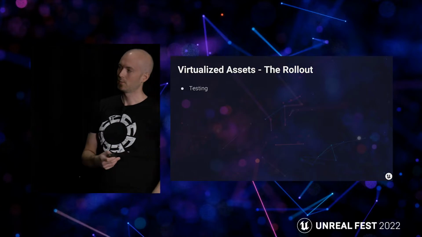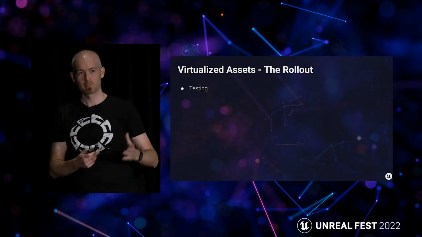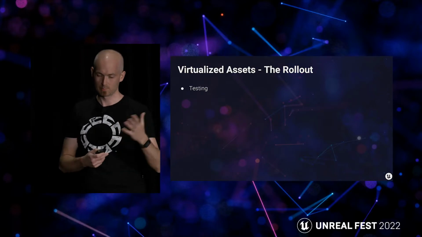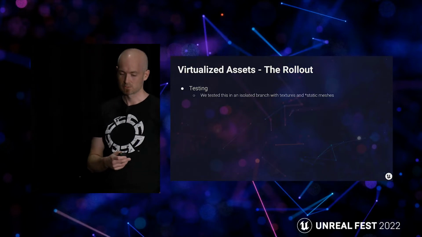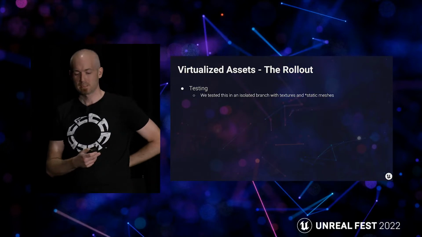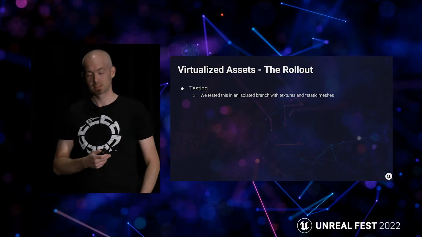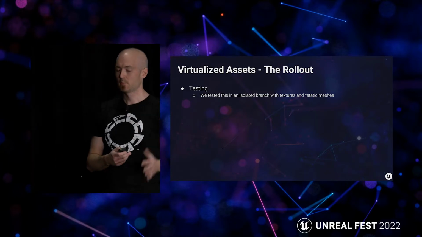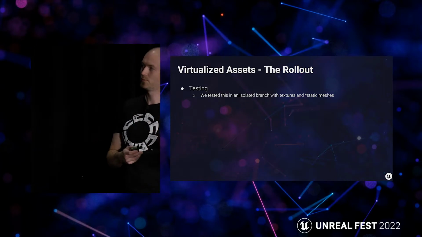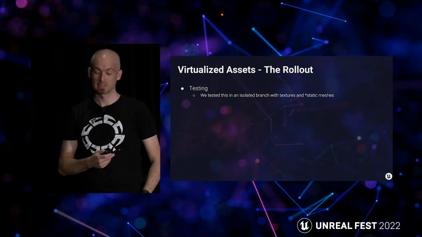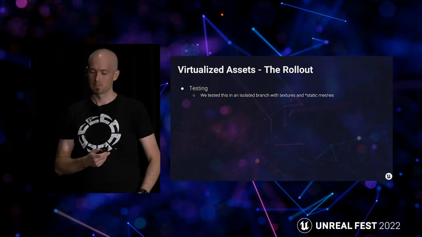So looking at the rollout, we did it in two phases. We did a bit of testing just to make sure. I know Epic themselves have been using it, which is awesome, but we wanted to make sure it worked for us. So we tested this in isolation in a branch with both textures, which is officially supported, and with static meshes as well, which I know aren't officially supported, but we were curious because our project's got a lot of Nanite in it now. We really wanted to see how it worked.